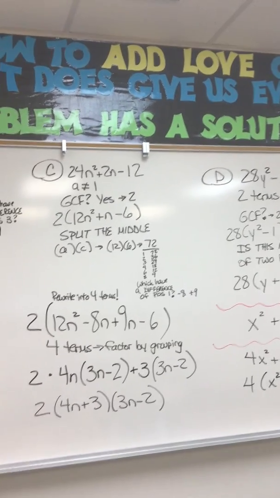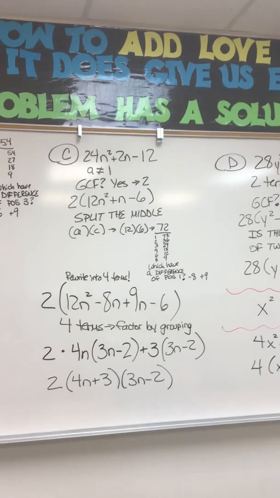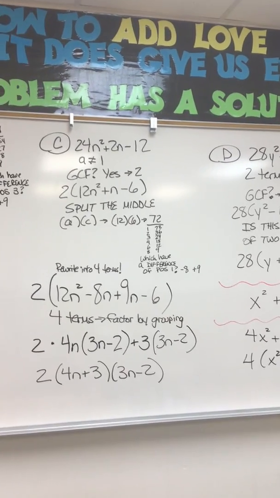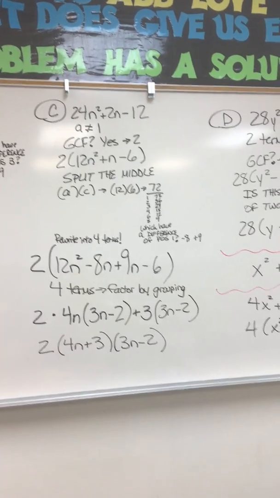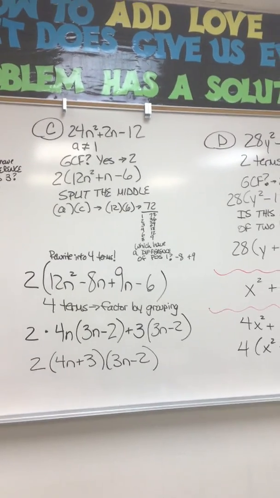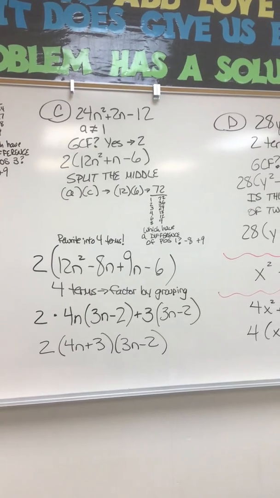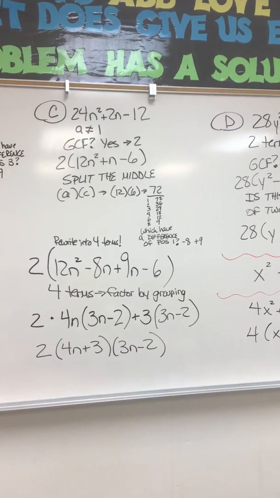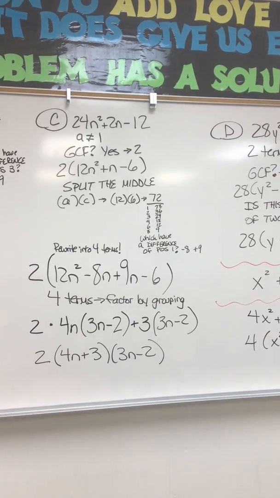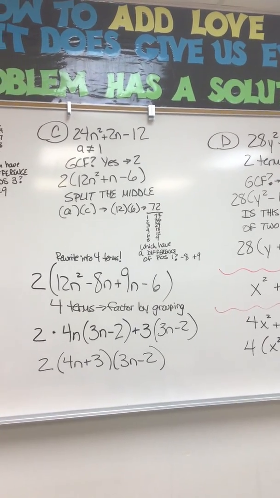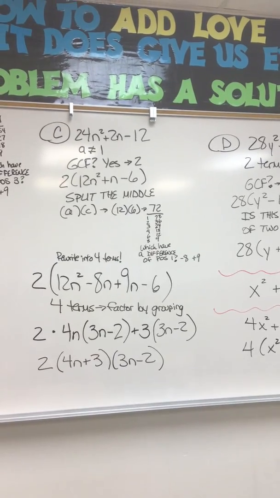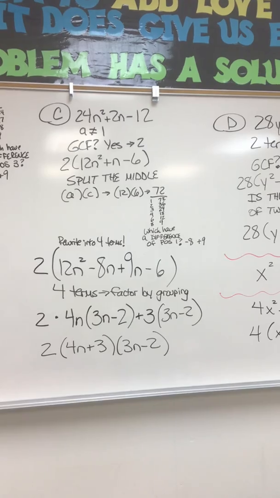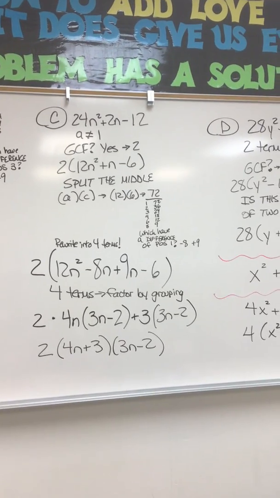Now with all these problems, we ask ourselves, is there a greatest common factor that I can take out to make my number smaller and make my life a little easier? And the answer for this one is yes. I can take a 2 out of each one of those factors. So I take out a 2 and I'm left with 12n squared plus n minus 6. Now this is the one I'm going to split the middle. So I multiply a times c, and in this case that's 12 times 6, and I get 72.